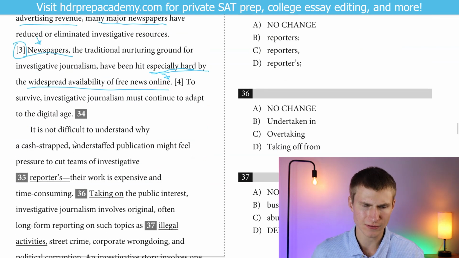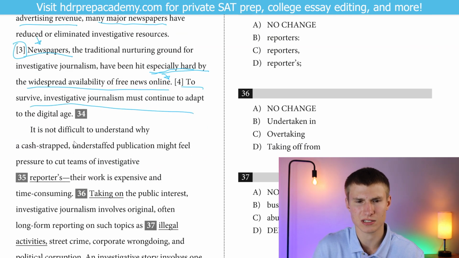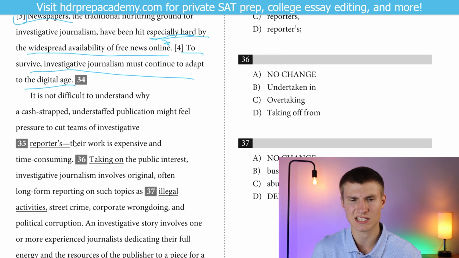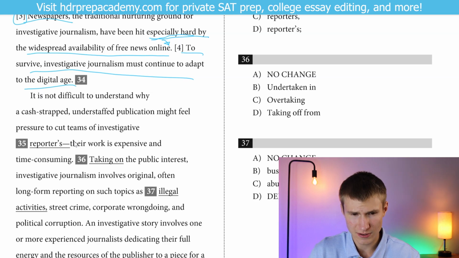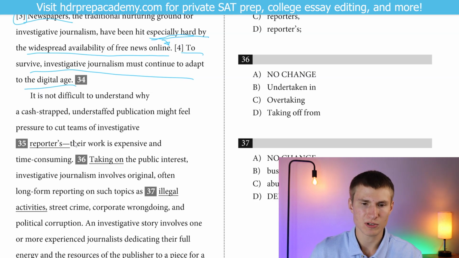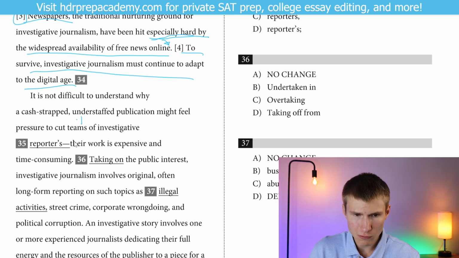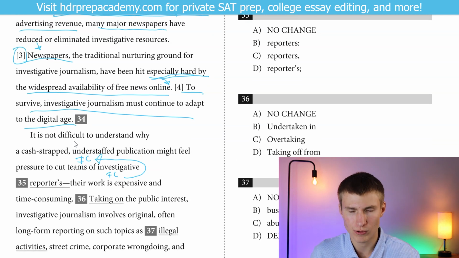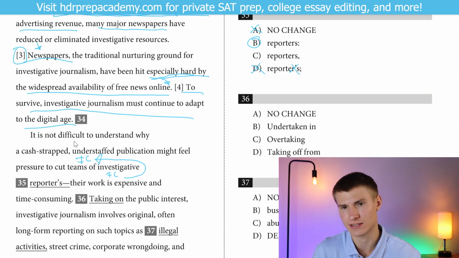All right, moving on, we got to go to 35. So to survive, investigative journalism must continue to adapt to the digital age. It's not difficult to understand why a cash-strapped, understaffed publication might feel pressure to cut teams of investigative reporters. Okay, and then we have their work is expensive and time-consuming. So we see that we have 2 independent clauses here, right? We have it's not difficult to understand why a cash-strapped, understaffed publication might feel pressure to cut teams of investigative reporters. And then we have another independent clause, their work is expensive and time-consuming. The second independent clause is illustrating the idea in the first. Therefore, we want to connect the 2 independent clauses with a colon. We also don't need to have any sort of apostrophe in reporters, so we can get rid of A and C based on that as well.